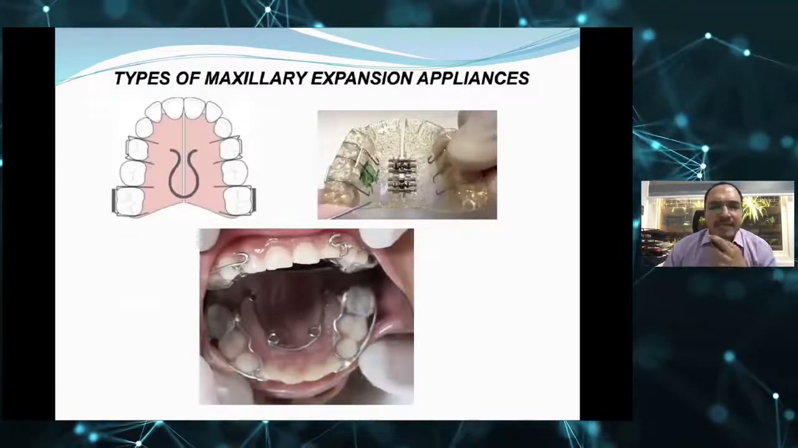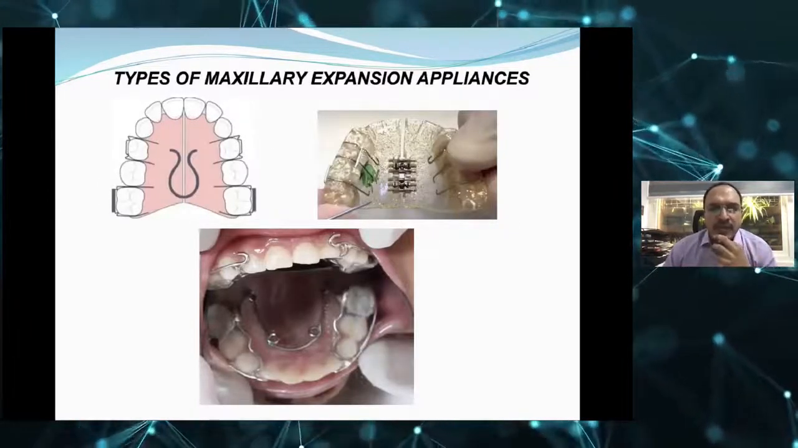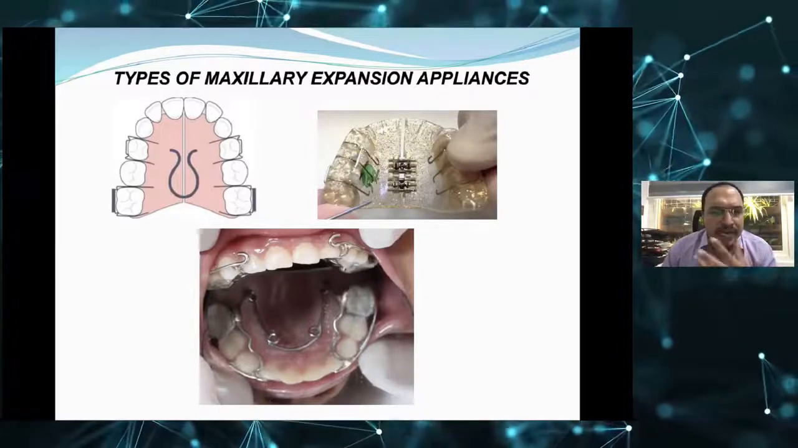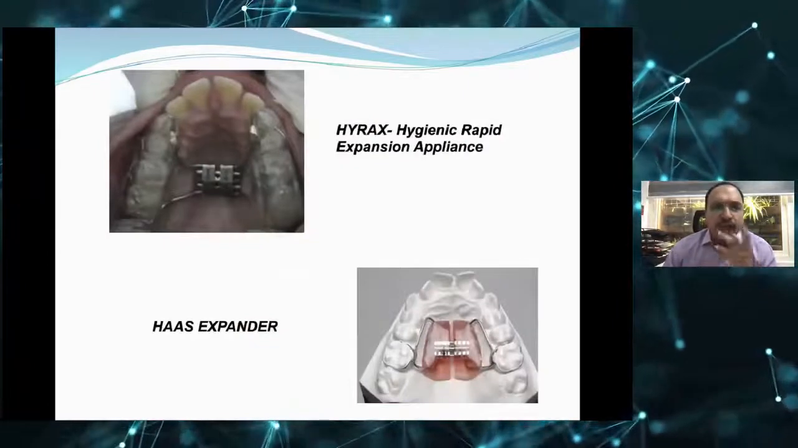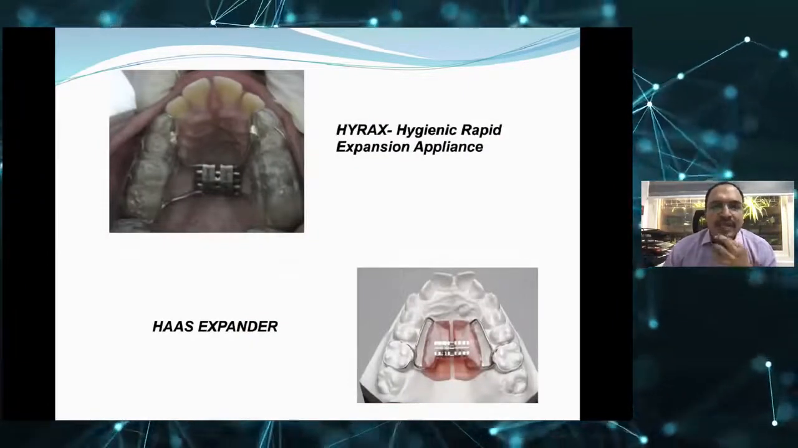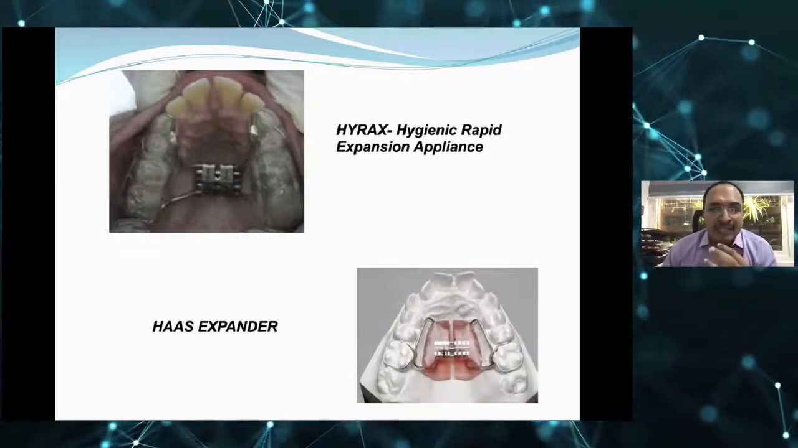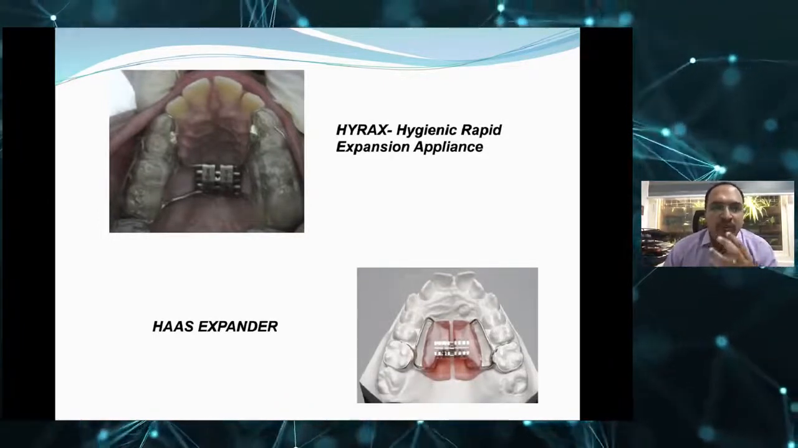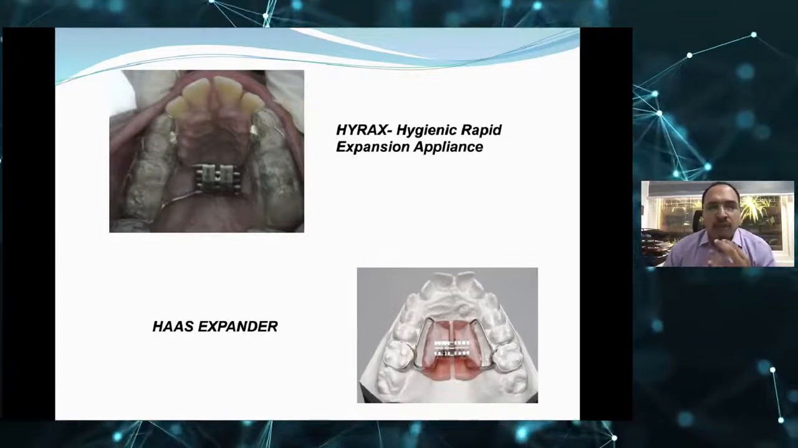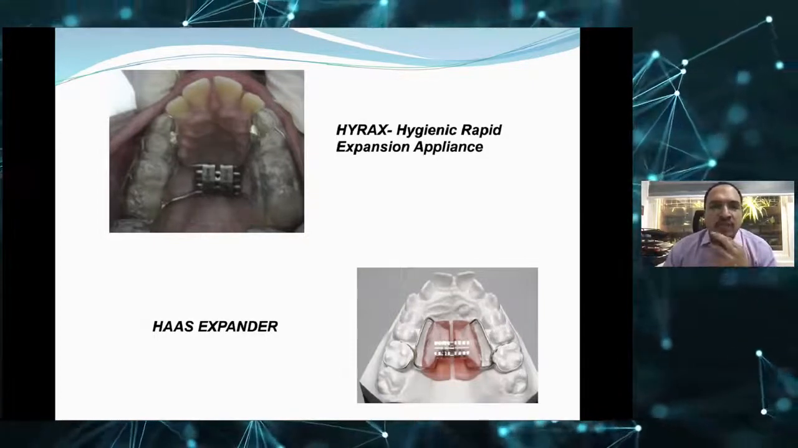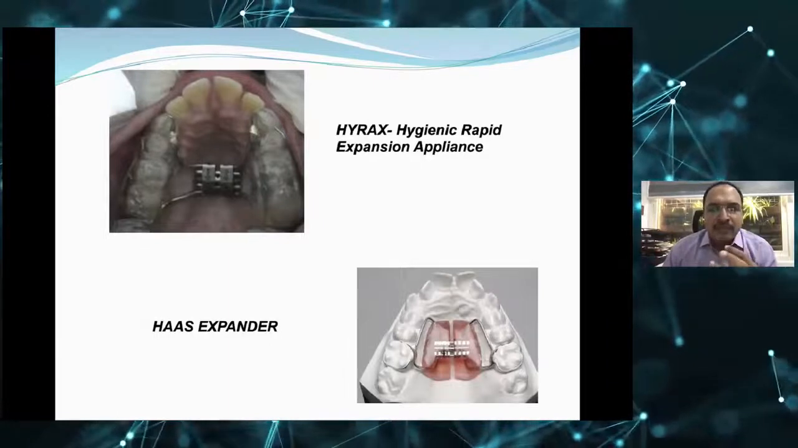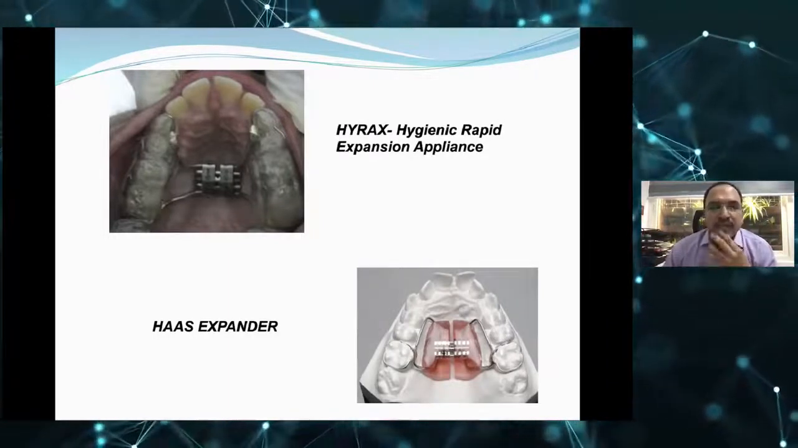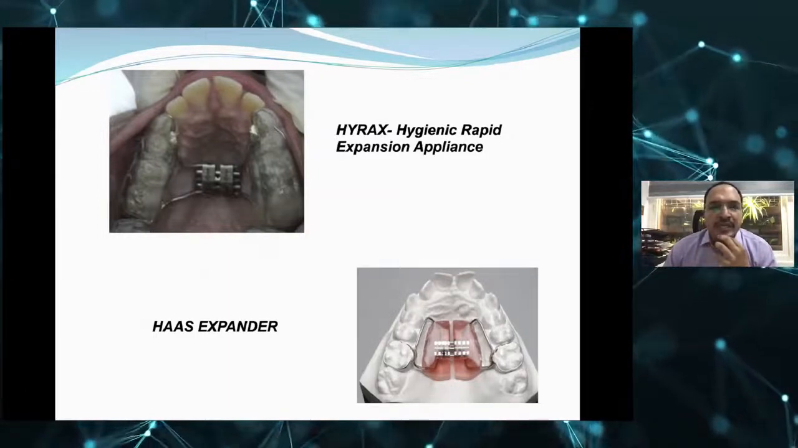So these are some maxillary expanders. These are slow expanders that I'm showing you, which do only dental expansion. But this is my go-to appliance, the maxillary rapid palatal expansion appliance, called a Hyrax. This is my appliance of choice when we want to achieve skeletal expansion and dental expansion together. And this is how the appliance looks. There is also something called a Haas expander, which is a very good second choice that we regularly use in our clinical practice.